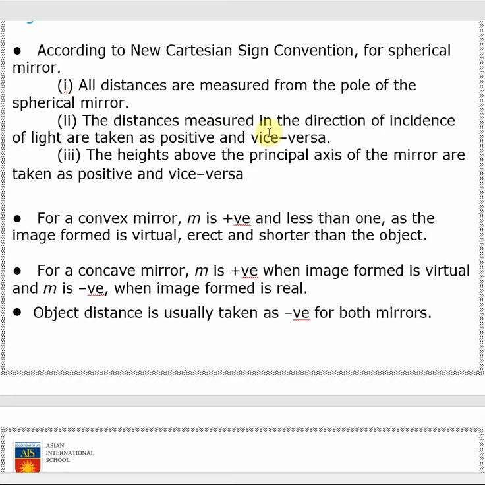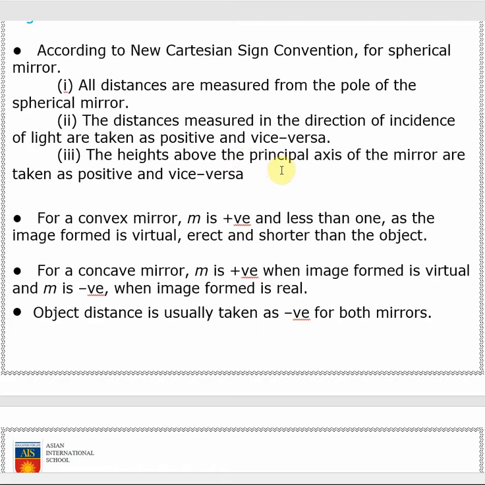Next, the distance measured in the direction of incident light is always taken positive. You have to take this: distance in the direction of the light is always taken as positive, and vice versa. Heights above the principal axis for a mirror are taken positive, and vice versa. It means the height of an object, if it is standing up on the principal axis, is taken positive, and if the image is also standing up, then the image will also be taken as positive.